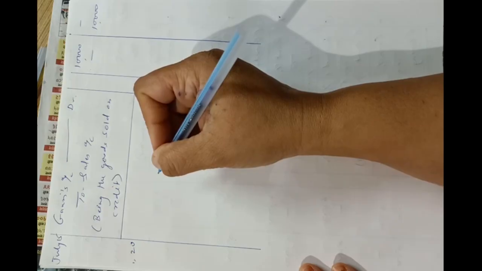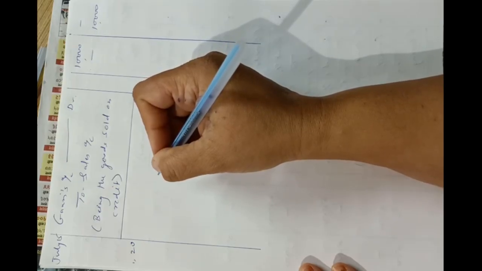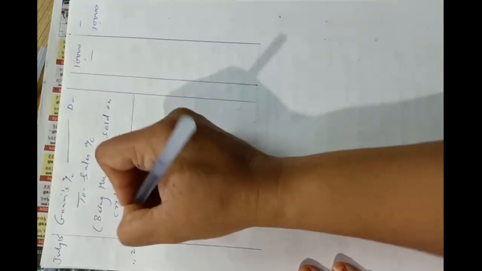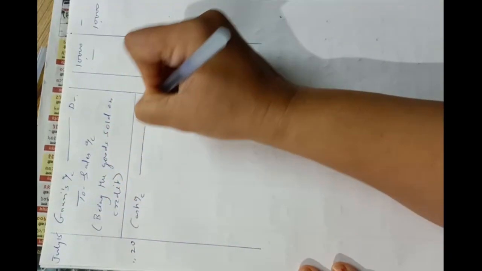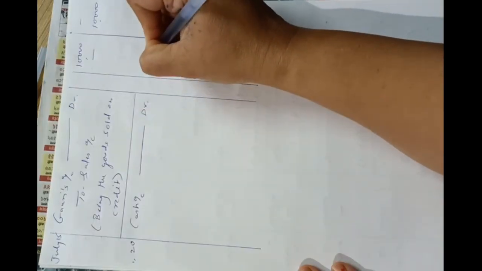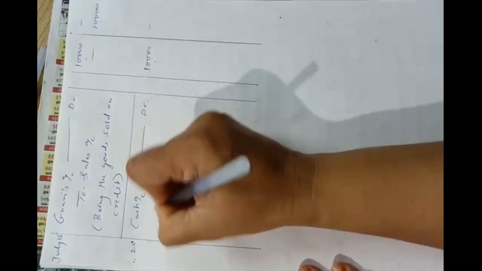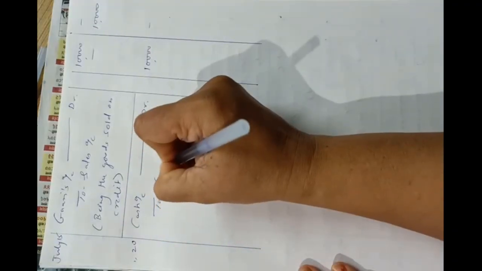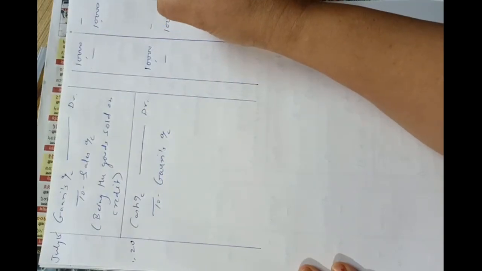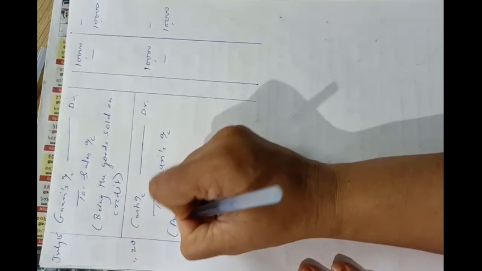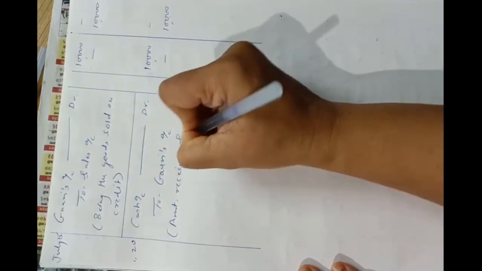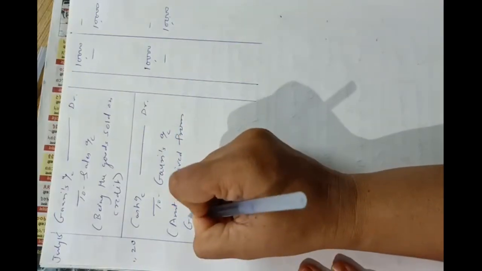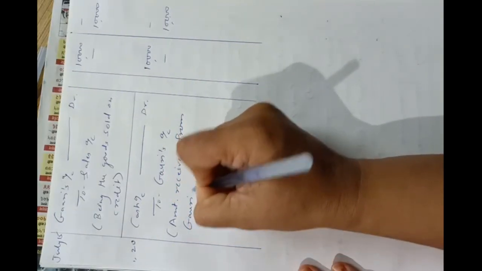So we are receiving cash. So one account will be cash account and the second account will be Gauri's account. So the entry will be cash account debit. Amount due is 10,000. So 10,000 to Gauri's account 10,000. Amount received from Gauri, that is a debtor.